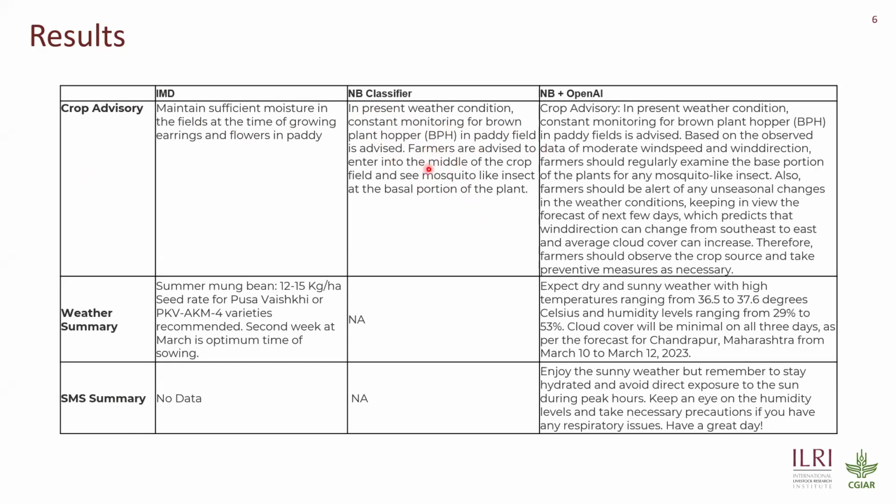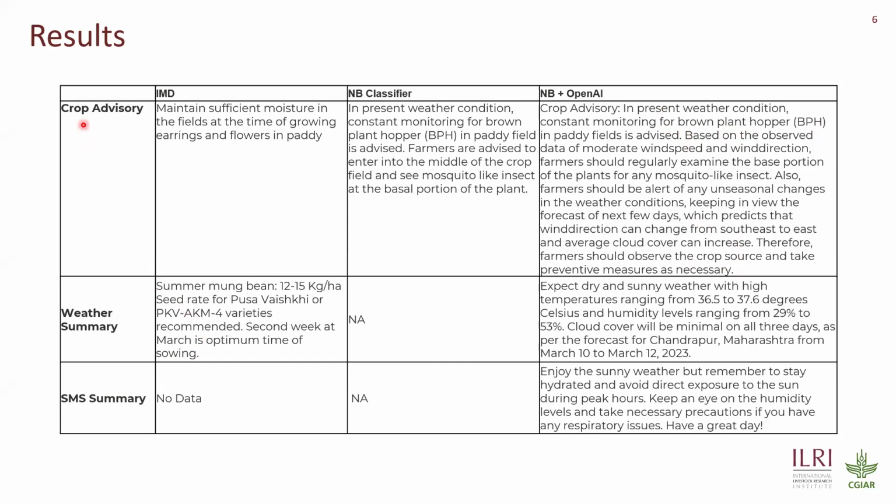But then when we did a RAG integration with OpenAI, the OpenAI made this advisory into something much more comprehensive. Not only did it pick brown plant hopper, but it also described brown plant hopper a bit, and it also gave some safeguards about what farmers should do in order to protect against brown plant hopper. Because the OpenAI itself is benefiting from the training it has got from the millions of documents that the OpenAI has been trained from in the past, right?